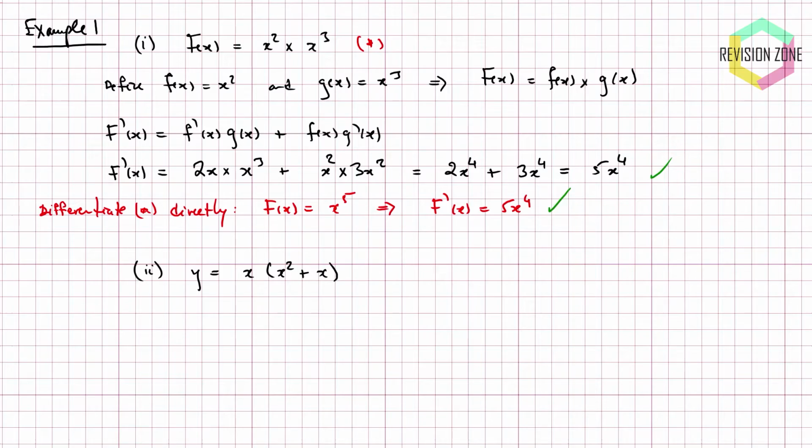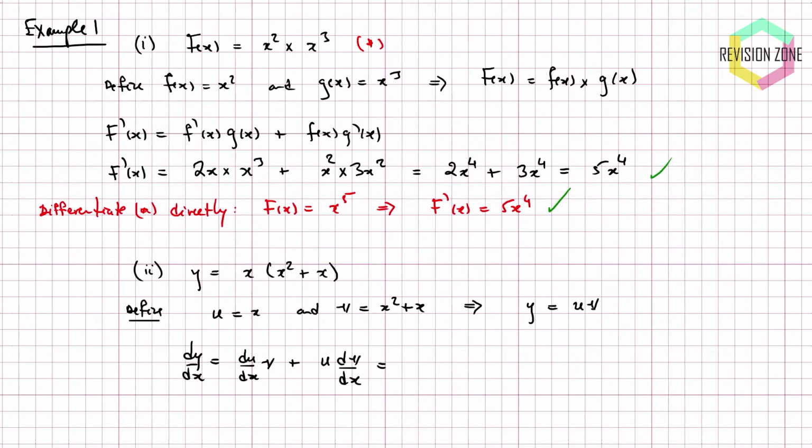Let's look at another example. So in this case, we're going to work through this in Leibniz notation. So I want my function defined appropriately. So let's define u to be x and v to be x squared plus x, right? So that tells me that my y is actually uv. And that's the form we want y in to be able to use the product rule in Leibniz notation. And we know in Leibniz notation it's going to be du dx times v plus u times dv dx. Okay, so let's try and write this down.